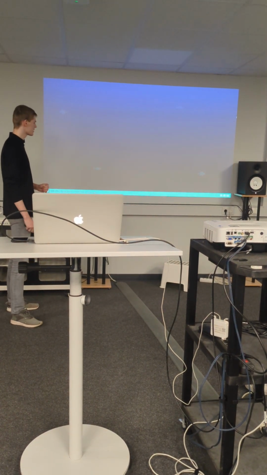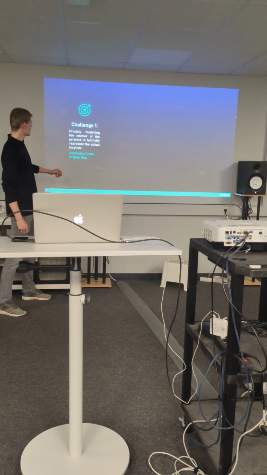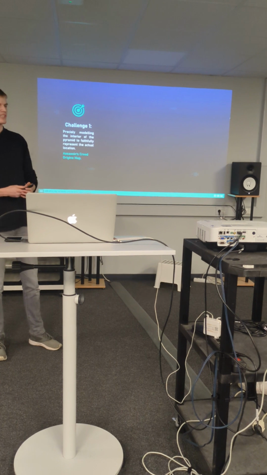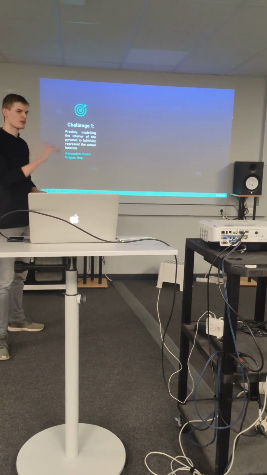Then now let's take a look below the surface at how we want to make this happen. First, let's start with the technical challenges. So challenge 1, being precise. Precise modeling so that the whole pyramid is there in detail and you really can explore everything.